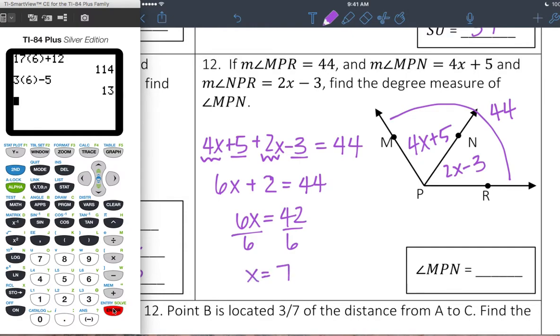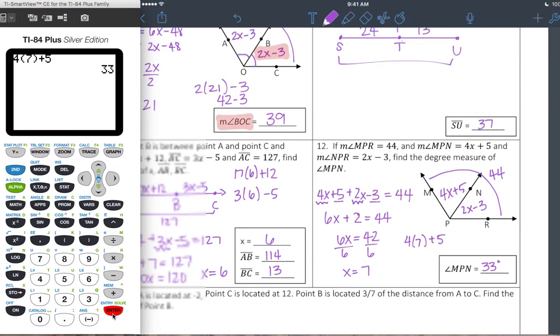From there, it wants us to find the angle MPN. So we're going to have 4 times 7 plus 5. So 4 times 7 plus 5, it's going to give us 33.